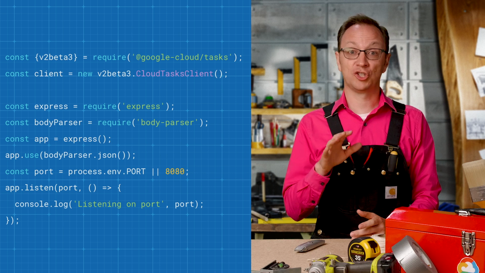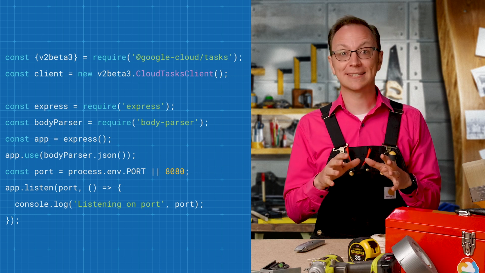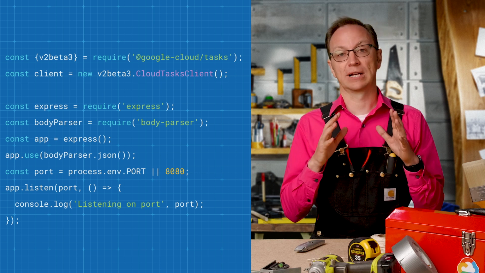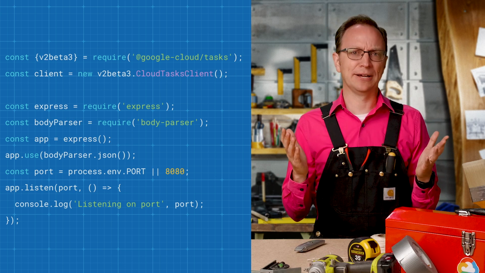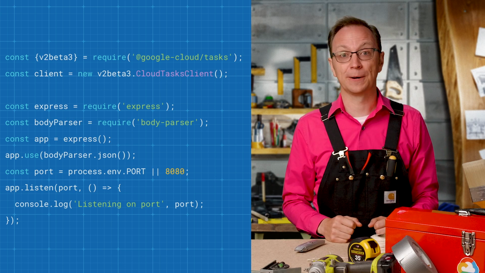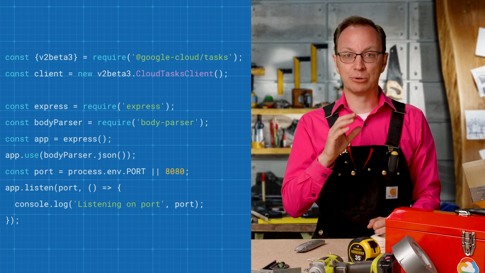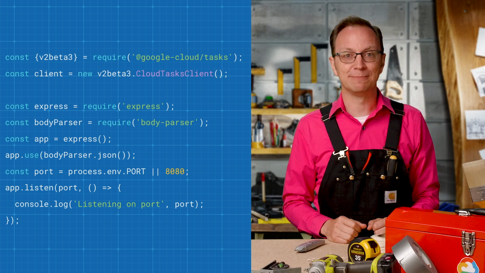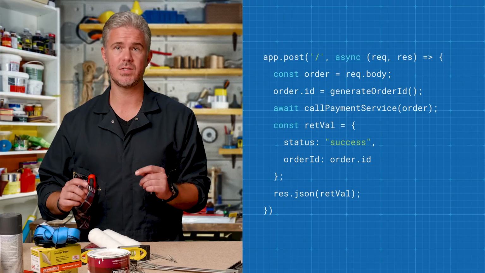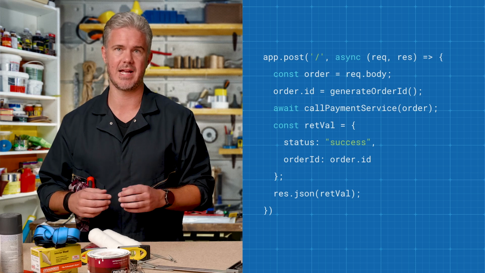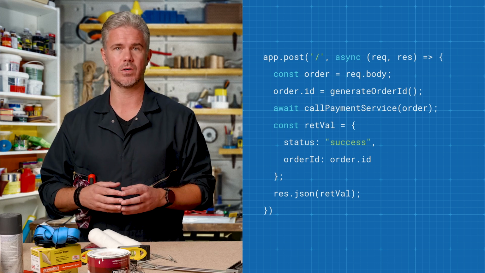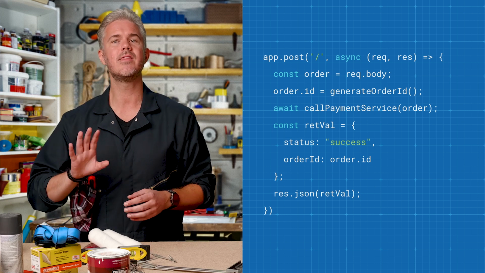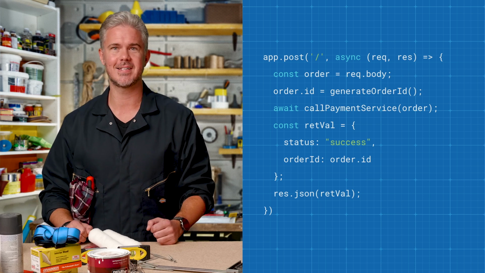The team built the store service in Node.js. As the service is hosted on Cloud Run, they could have used any language that there is a Docker container for. First, Daria imports the Cloud Tasks library. Next, she modified the post handler that receives orders from the client. She assigns an ID to the order, calls the payment service, and then returns a JSON response to the client.